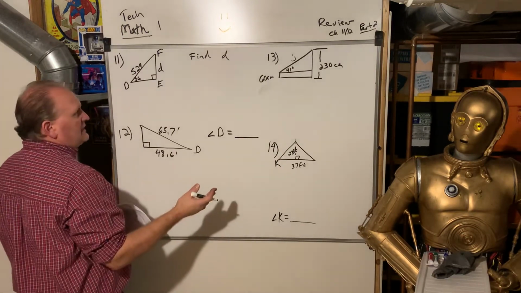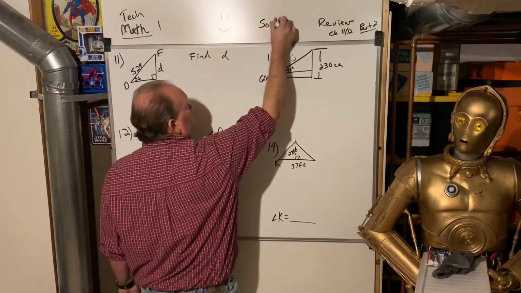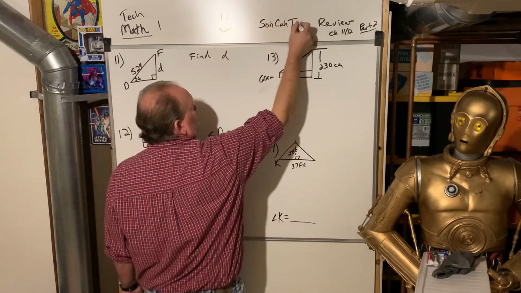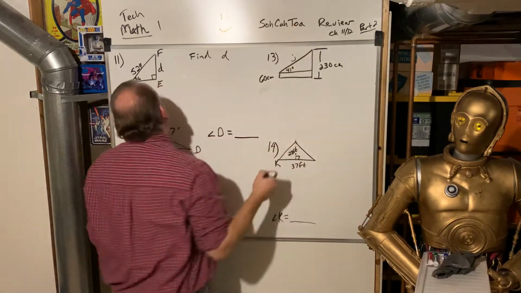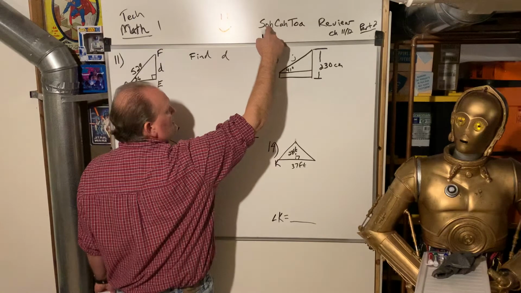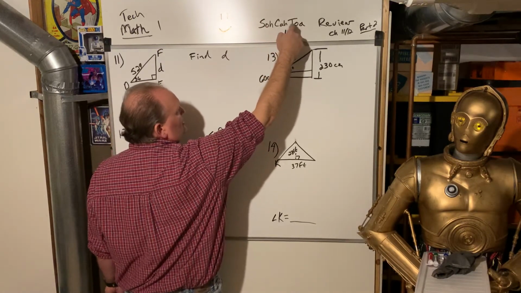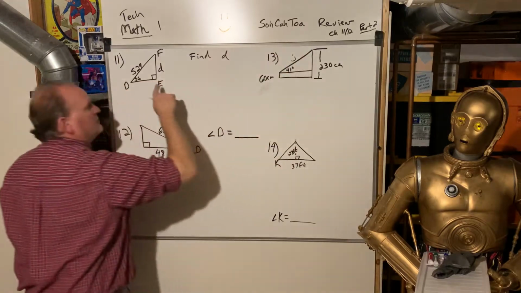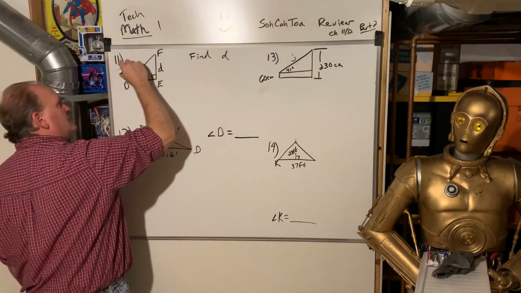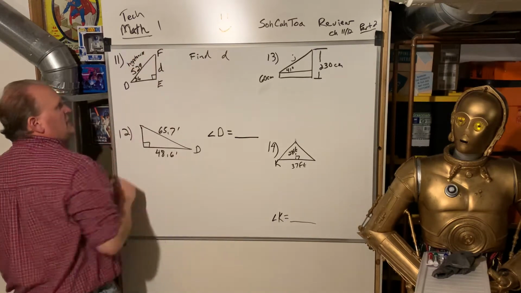So we have to decide which one of these we're going to use: sine, cosine, or tangent. SOHCAHTOA is a way to memorize. Sine is opposite over hypotenuse, cosine is adjacent over hypotenuse, and tangent is opposite over adjacent. And remember, here's the 90-degree angle, so this is the hypotenuse. So the 529 is the hypotenuse.